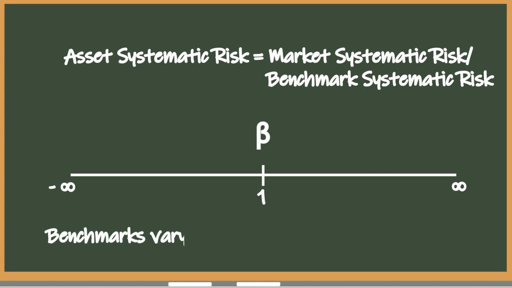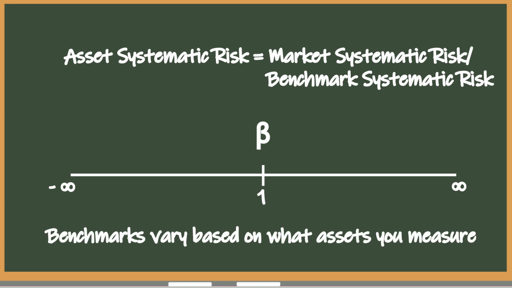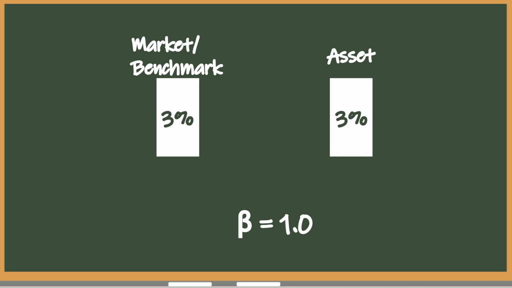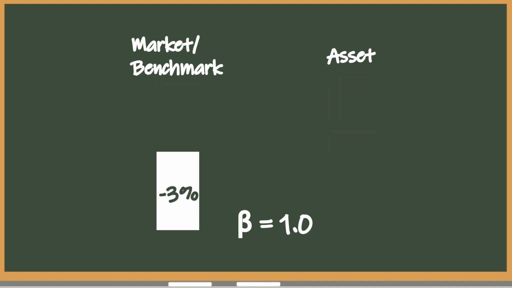For large US cap companies, this is normally considered to be the S&P 500. When beta is 1, assuming a perfect relationship, when the market is up 3%, then the asset would be expected to go up 3% as well. Likewise, if the market was down 3%, the asset would be expected to go down 3% as well. So what do betas of more or less than 1 mean?